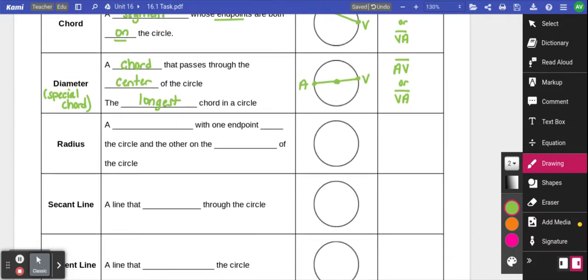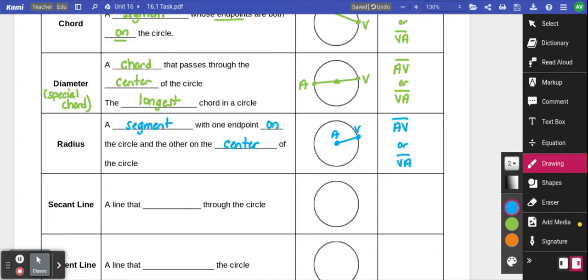Now, a radius is still a segment, but it's a different type of segment. A radius is going to be a segment where one of the endpoints is on the circle, so on the edge, and the other is on the center of the circle, so on the middle. You've probably heard the word radius before. So a radius goes from the center to the edge of the circle. Since it's still a segment, we would still name it by using the 2 endpoint letters and drawing a little segment bar on the top, or we could name it VA.